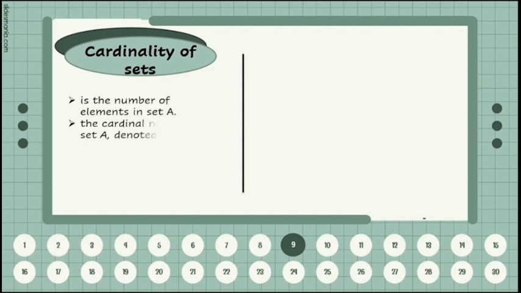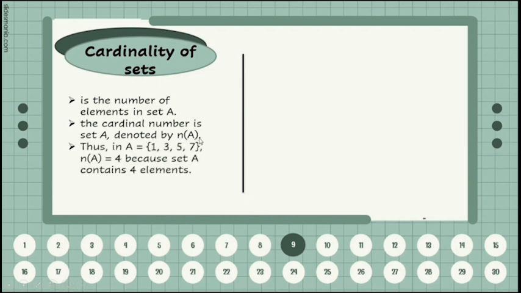So cardinality of a set is the number of elements in a set. The cardinal number of set A can be denoted by n(A). Thus, if A equals {1, 3, 5, 7}, therefore the cardinality of set A is 4 because set A contains 4 elements.